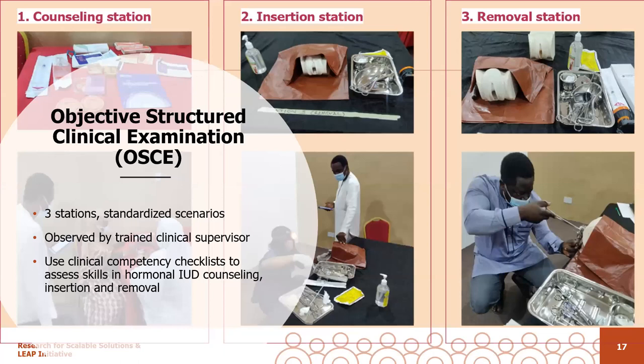The checklist was jointly developed by SFH, PSI, and FHI 360. Each contributed immensely to the development, and it underwent a series of quality assessments from the quality teams, and of course was validated twice by the Federal Ministry of Health to ensure it conformed to the guidelines. Next slide, please.